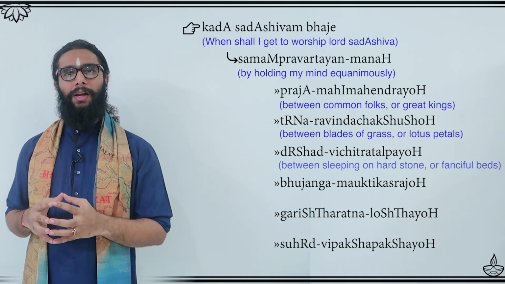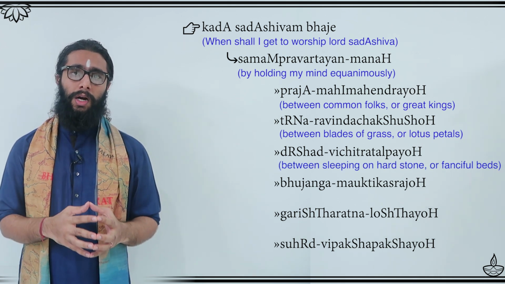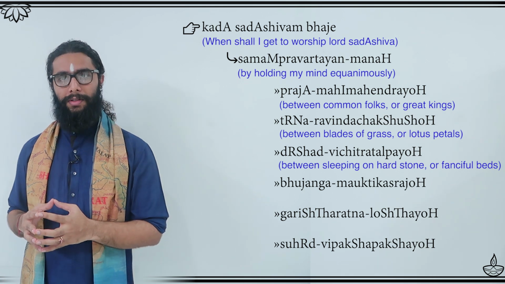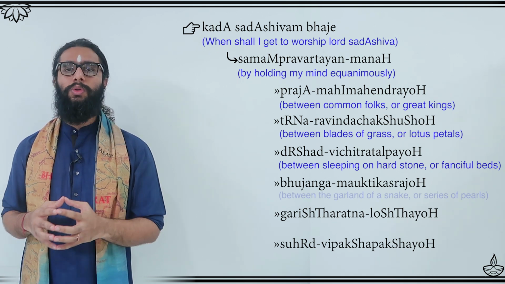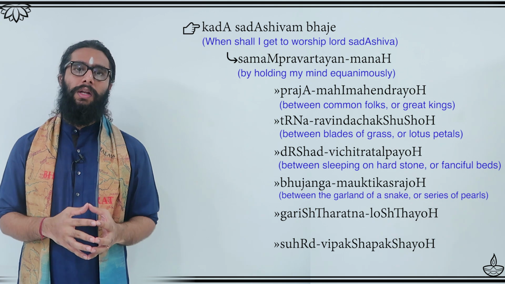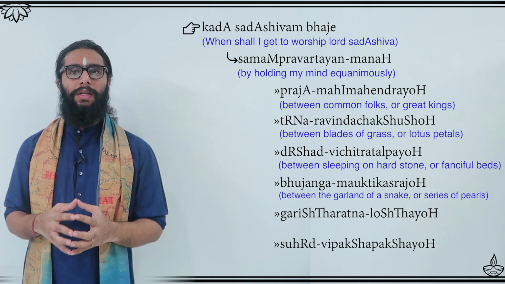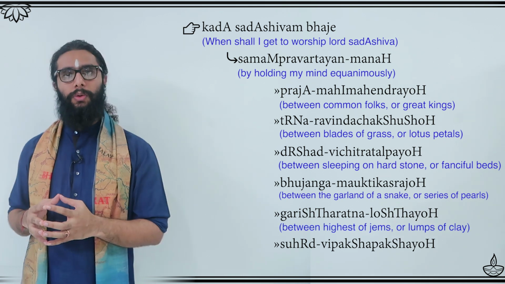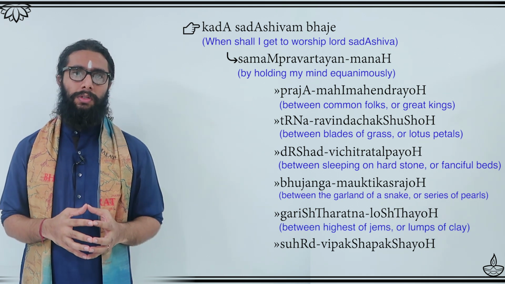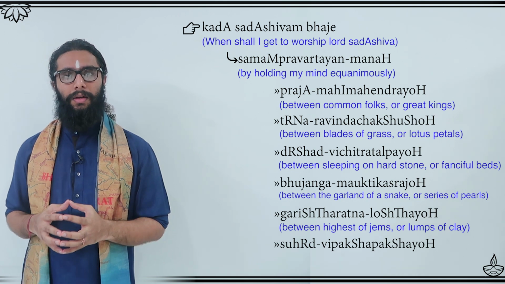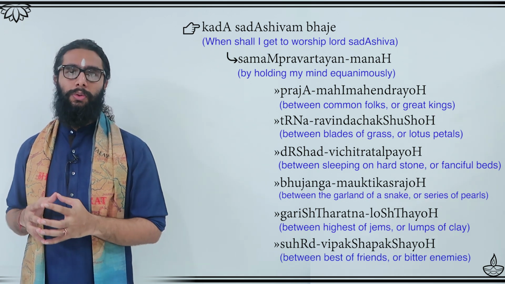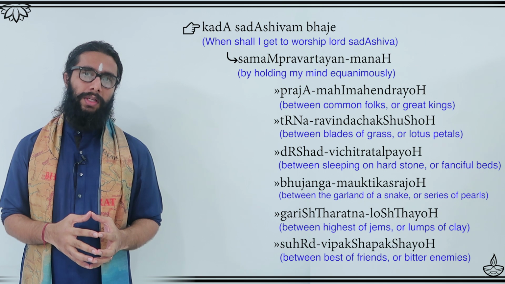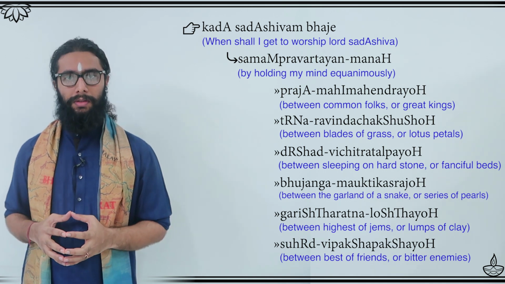Drishad vichitra talpayoho, between sleeping on hard stone or on fanciful beds. Bhujanga Mauktikasrajoho, between wearing a garland of a snake or a series of beautiful pearls. Garishtaratna Loshtayoho, between highest of gems or lumps of clay. Suhrid Vipaksha Pakshayoho, and between the best of friends or the bitterest of enemies.